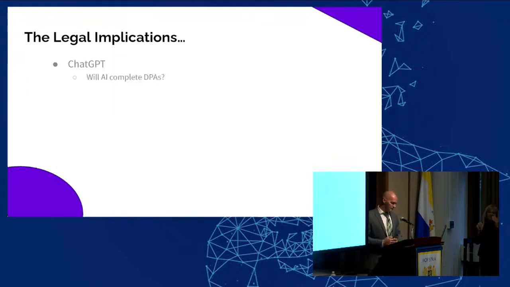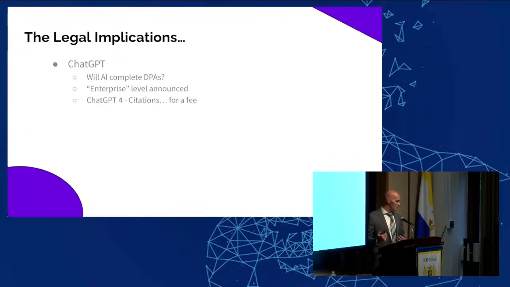So along with that, one of my tech director friends asked ChatGPT if it would sign a data privacy agreement. ChatGPT refused. It said that it's not capable of it. So I guess we're happy that the robots haven't made it that far yet. But there is talk of an enterprise level coming out, and that enterprise level will sign data privacy agreements. So that might allow it to come to schools a little bit more readily. And ChatGPT 4 is going to create citations, and that comes at a cost.